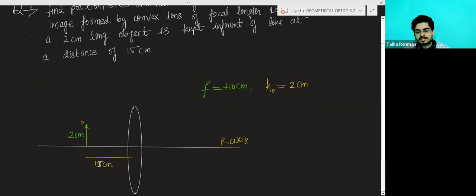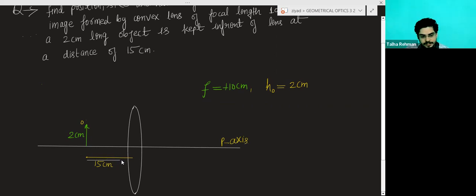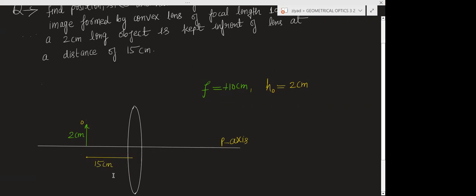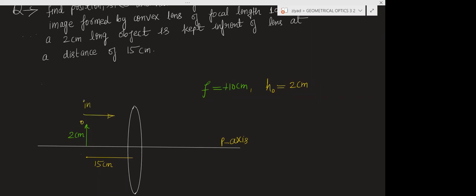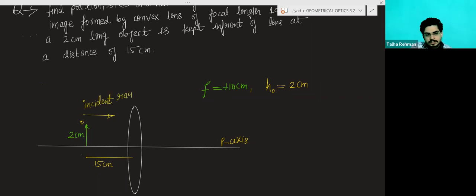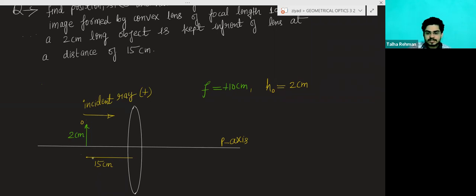Now, object distance, you will take negative or you will take positive? 15 centimeter, you will take negative or positive? Negative. Why? Because the object will give light in this direction. This will be the incident ray direction. So this direction will be considered as positive, and this direction in which you are measuring the object distance will be taken as negative. So that is why object distance is taken as negative, that is minus 15 centimeter.